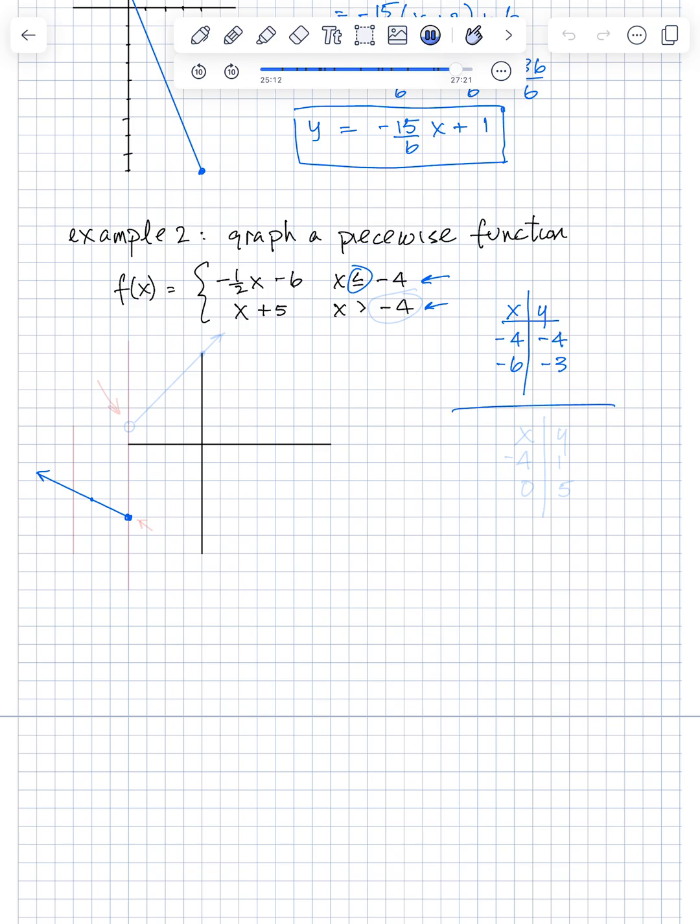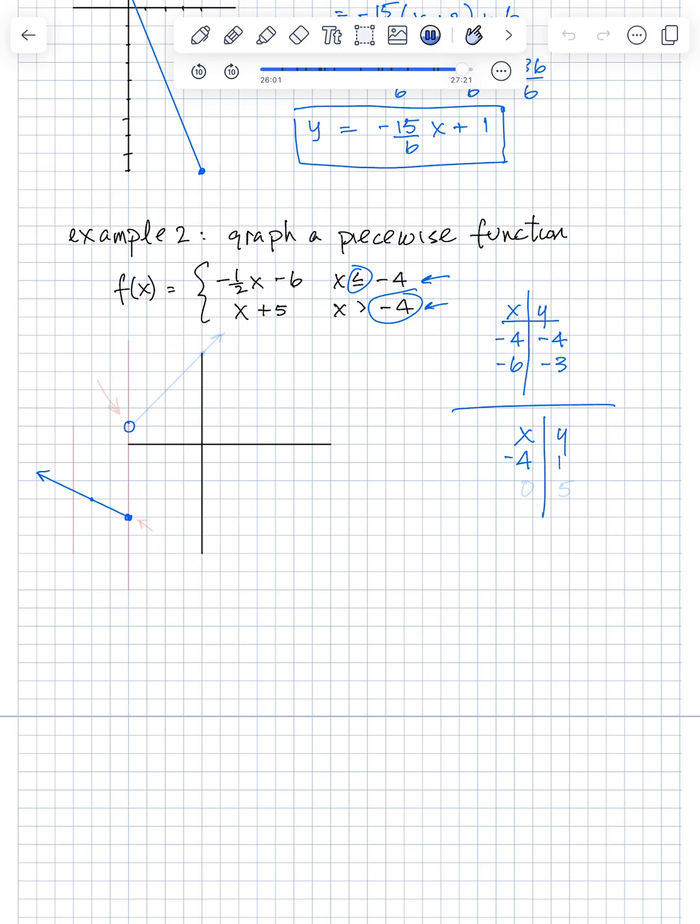Okay, let's do the second equation, x plus 5. Well, x is greater than -4, so let's do another xy table. What we want to do is actually plot it as if it was equal to -4, but we're going to put a circle there instead of a dot. So when x is -4, y, -4 plus 5 is 1. So the value is 1. So when x is -4, the value is 1, and that's going to be a circle.